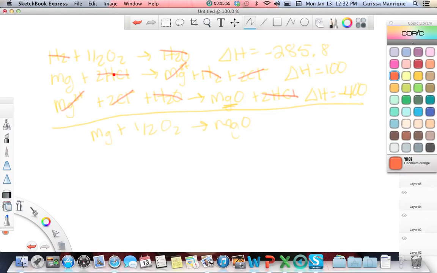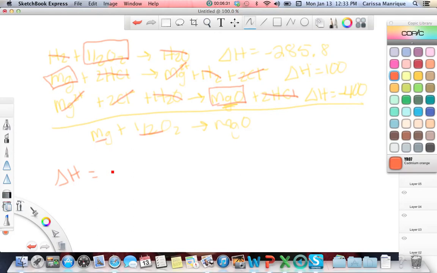And what do I have left over? I have a 1/2 O2, I have a magnesium, and a magnesium oxide, which is exactly what I have here. So you see on the left side I have magnesium and 1/2 O2 left over, and I'm going to box it so you can see it. And that's what it says I need down here. And I have a magnesium oxide left on the right side. So now it's perfect. So now I can add up my delta H's, because when I cancel them out, I get this equation. Hess's law says now I can add all these together.